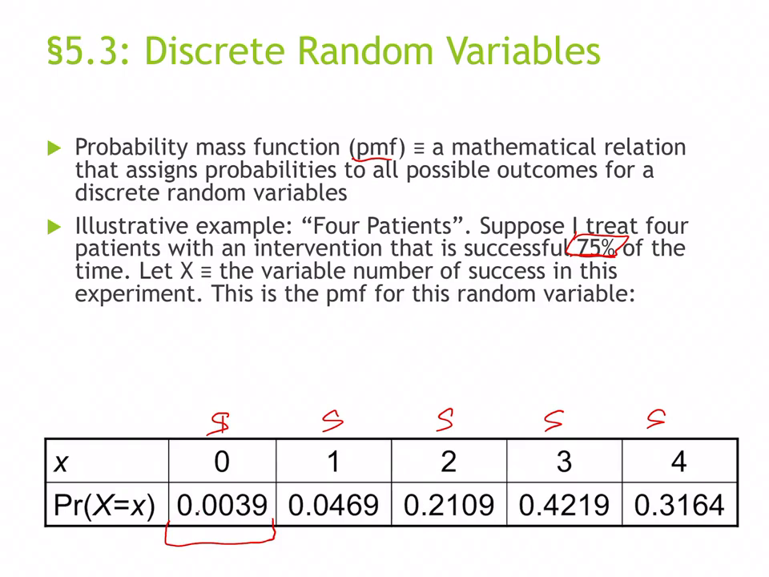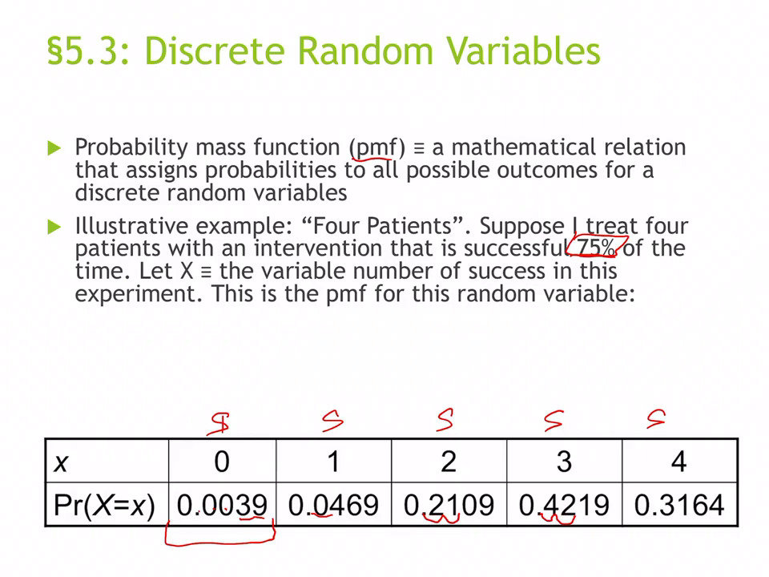And we'd say I'd have a 0.0039 chance of being successful. One of those 4 being successful is about a 4.69% chance. 2 would be a 0.21 or 21% chance. 3 people being successful would be a 42.19% chance, right? And then for all 4 people being successful, there's a 31.64% chance of being successful.